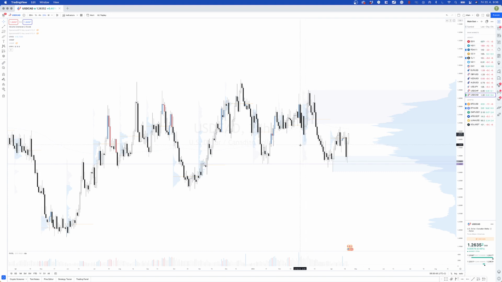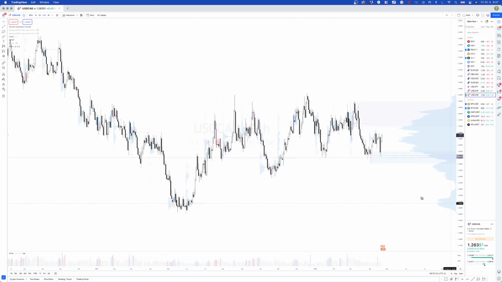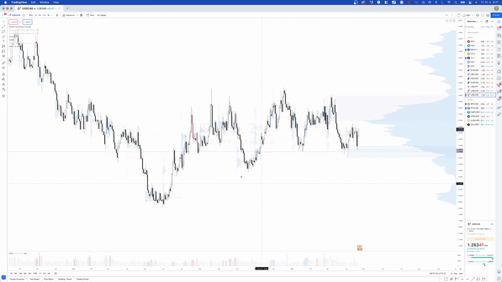I also don't really use the monthly profile in such a way that if we accept inside the prior month value area, for example, there has to be a rotation to the downside, although funnily enough, it's something that happened here. But no, I don't really use these auction market theory principles in this way. I am just looking at the profiles to see where the volume was traded and where the volume wasn't traded.